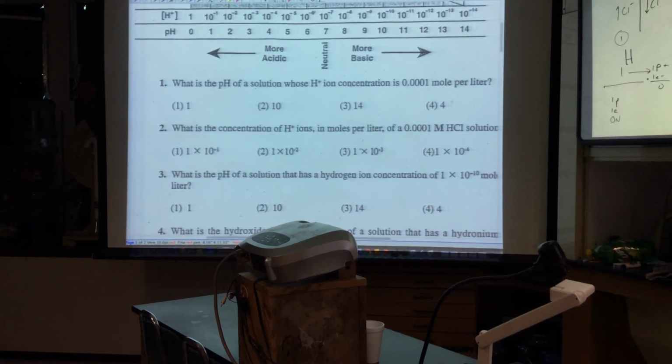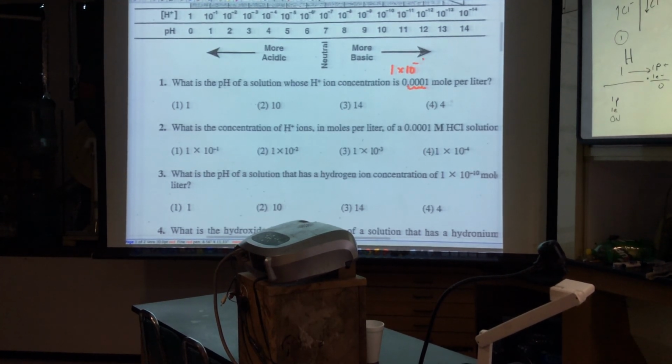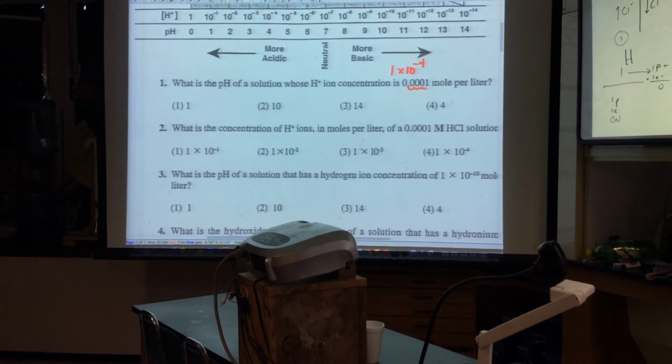Okay, what is 0.0001? 1 times 10 to the negative 1, 2, 3, 4, right? So they're really giving you that. So if the H plus ion concentration is 1 times 10 to the negative 4, what's the pH?